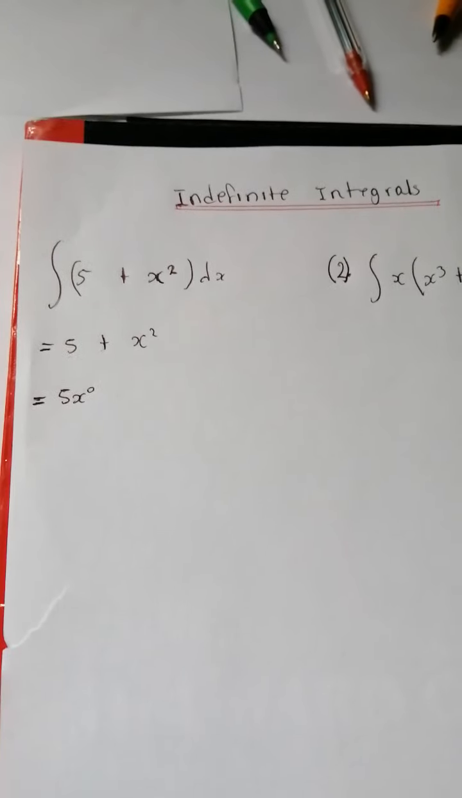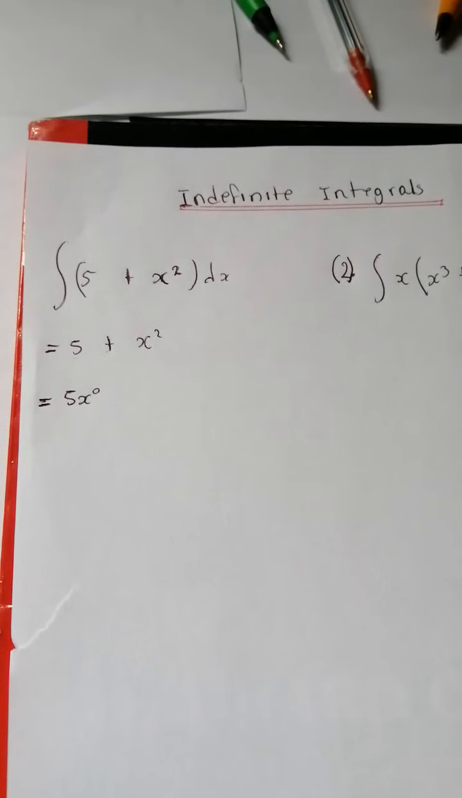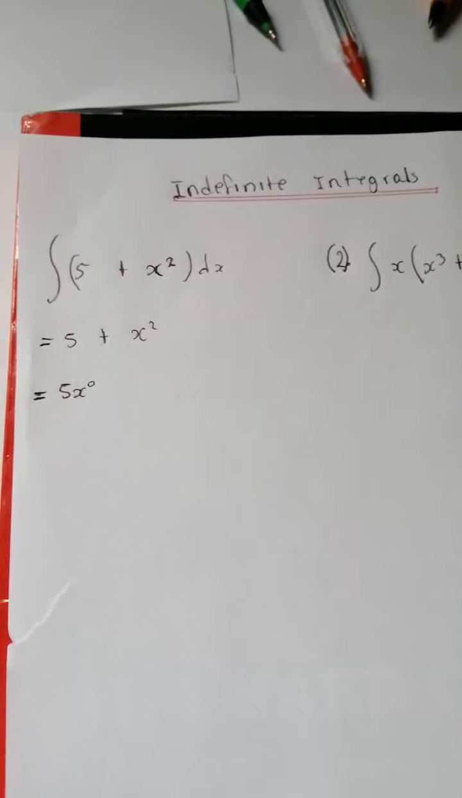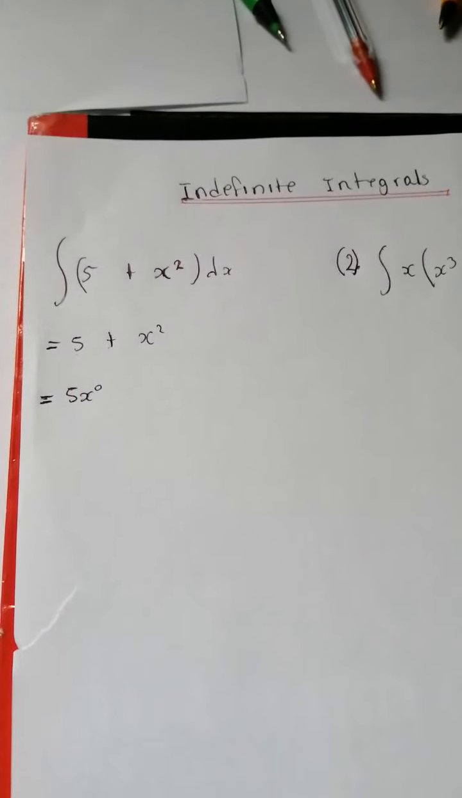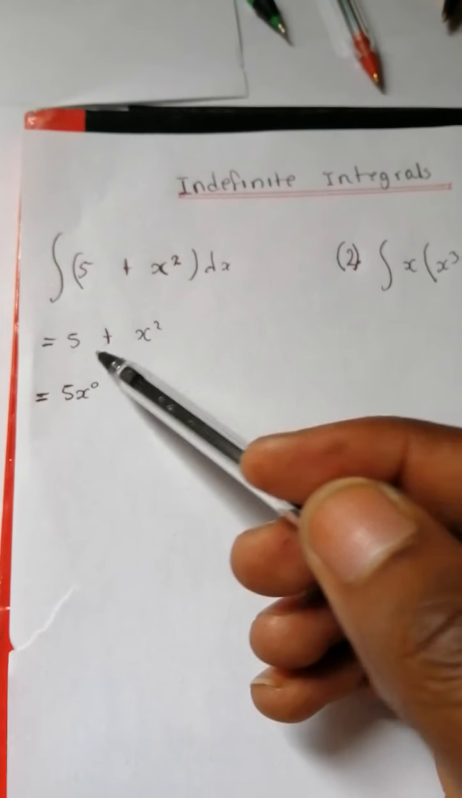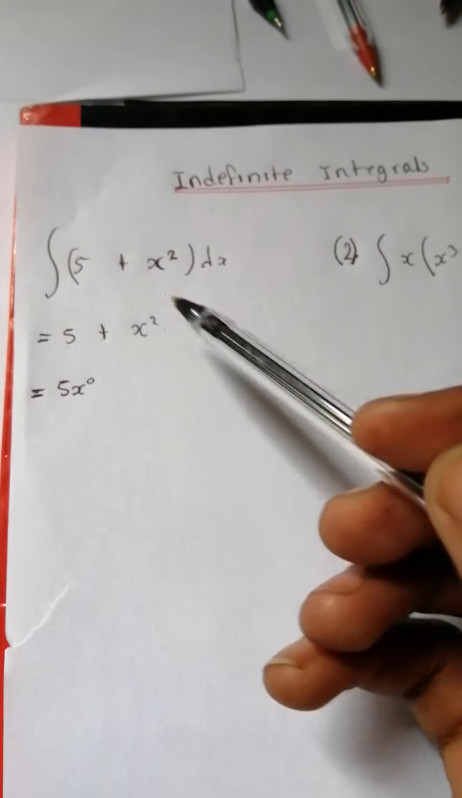In this video, we're going to go over a bunch of indefinite integral questions. So how can you go about this question? How can you solve it? To find the indefinite integral of this question, you have to write what is on the inside. So you're going to have 5 plus x squared.